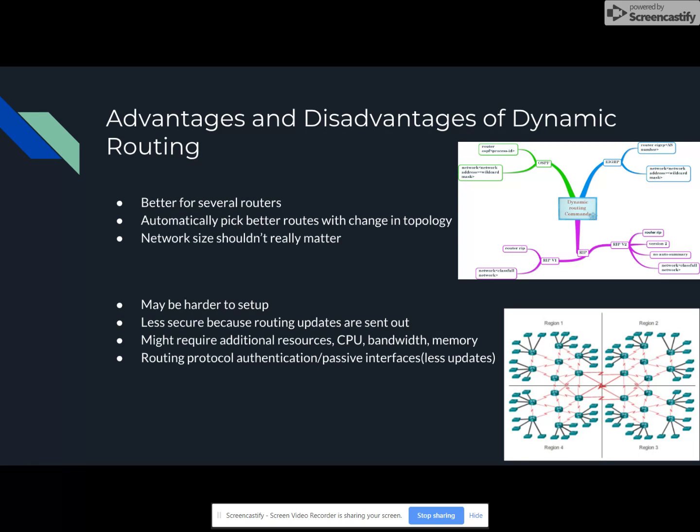The other problem is that it's less secure because routing updates are sent out with multicast data, since it's distributed to a bigger group of recipients. As you can see in the picture, there's a bunch of switches and a bunch of routers connected. A lot of the data is sent out to a mass group, so it becomes less secure. But you can fix that with routing protocol authentication or passive interfaces, which limit the updates.